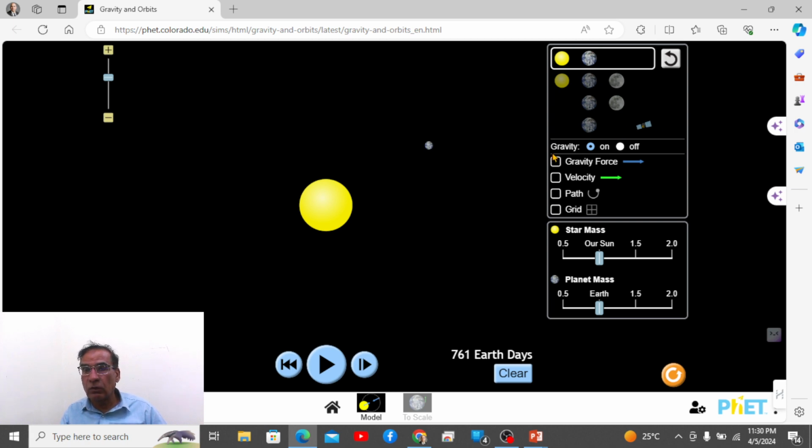You can also turn the gravity on and off, and in this area you see the gravity force, which we indicate with the blue color, velocity with the green color, and the path, which is the motion of the earth. You can also increase or decrease the mass of the sun, and you can also increase and decrease the mass of the planets.